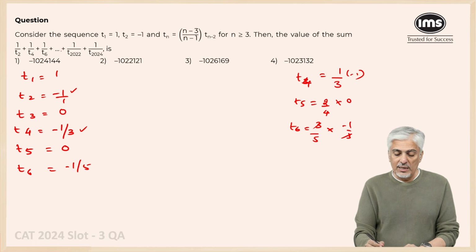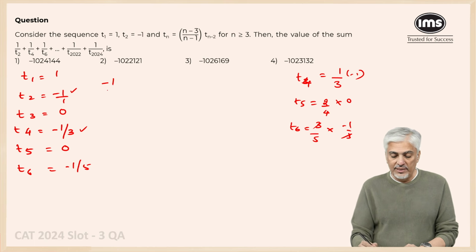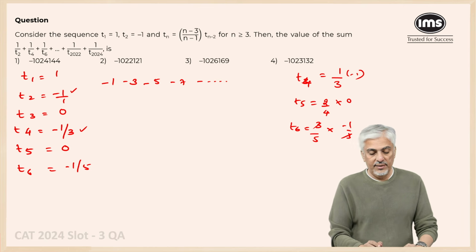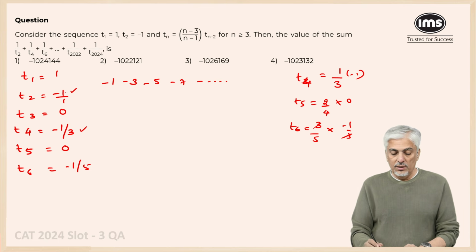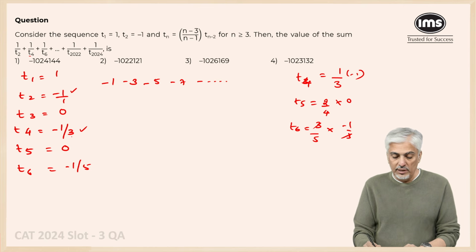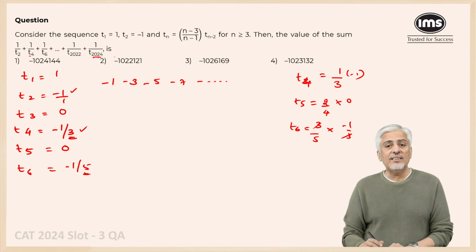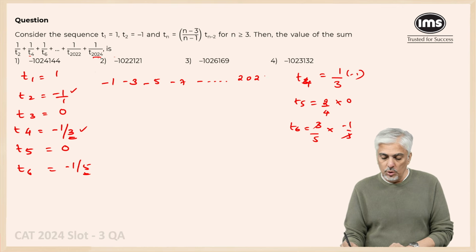Now we want to find 1 upon T2. 1 upon T2 will be negative 1. 1 upon T4 will be negative 3. 1 upon T6 will be negative 5. Then negative 7 and so on till where? Pay attention very carefully. So basically when we took T4, this was 3. When T6, this was 5. Up till the last term will be 2024 minus 1, that will be 2023. So that will be negative 2023.